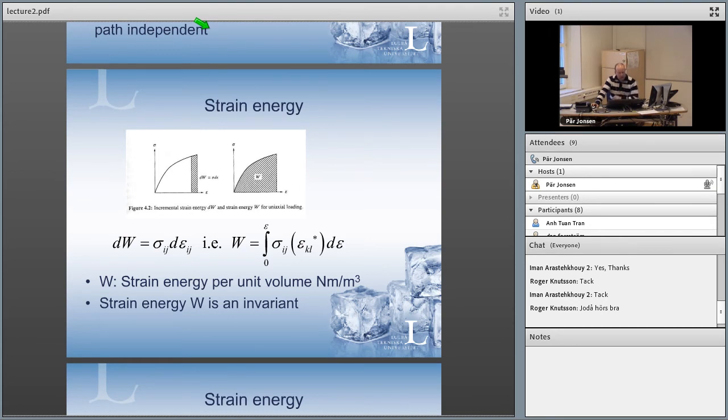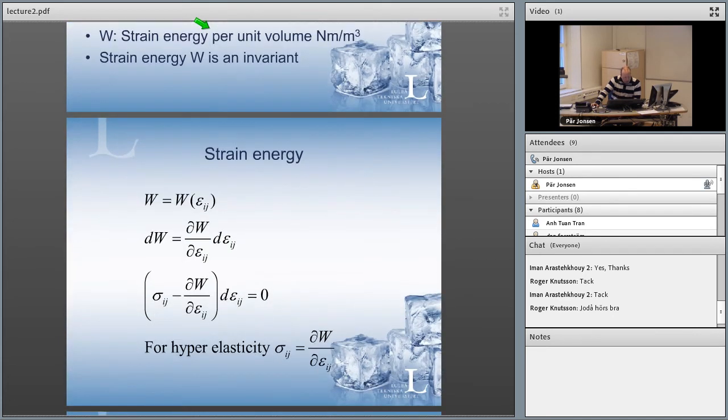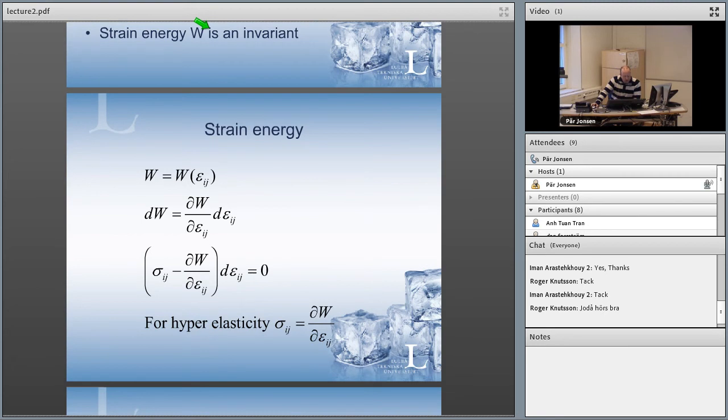Another thing that is very important is that the strain energy is an invariant. So if you change your coordinate system, it doesn't matter. It's always the same, as it should be. If you look a little bit more carefully, you can say that the strain energy is dependent on the strain, how much strain you put into the system. And if you differentiate that relation, you get this one here.